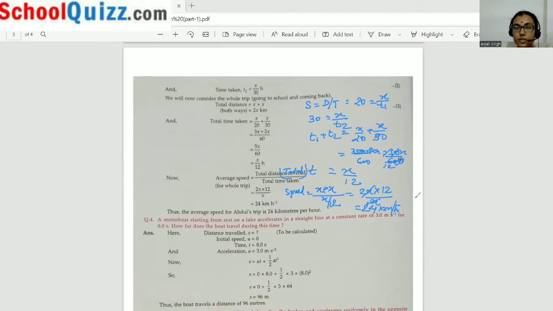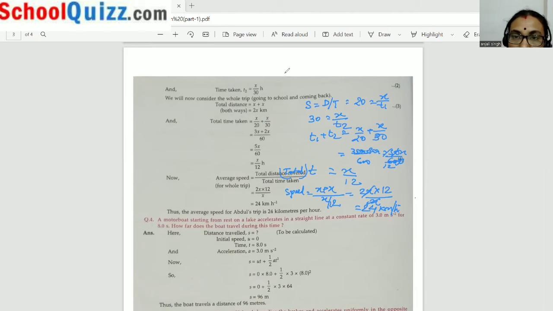Clear? So in this pattern of question, you have to first find out the time individually, then the total time. Then you have to find the speed. At last, you have to find the speed. Clear? So here the total speed is 24 kilometer per hour.